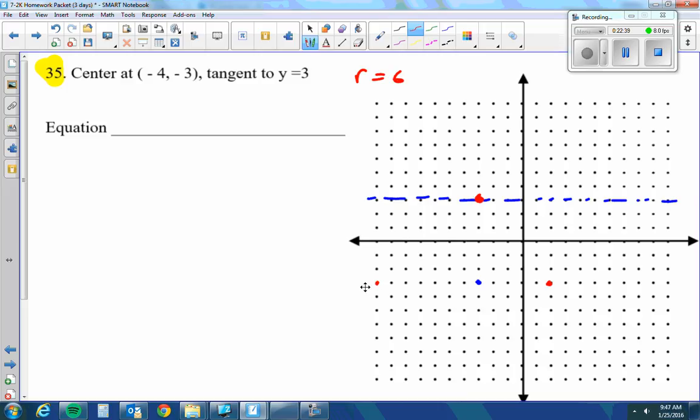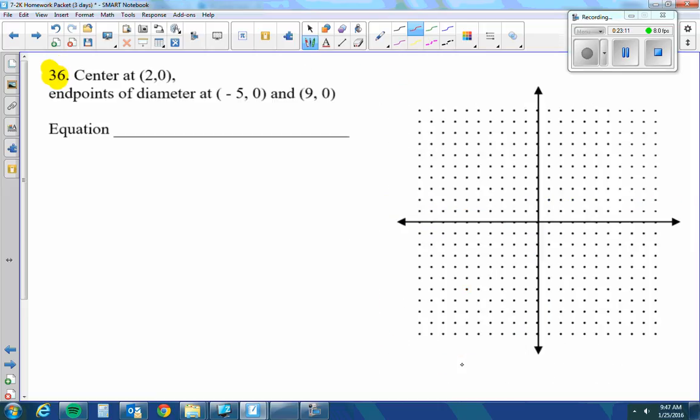I put my center in the wrong place, didn't I? Center was supposed to be negative 4, comma 3. That's better. Right, so they're done with the graph. I'll leave it to you to write the equation. They could have said it's tangent to one of the axes. They could have said it's tangent to whatever line they wanted to. Okay, so just know how to draw the picture. It's not hard.